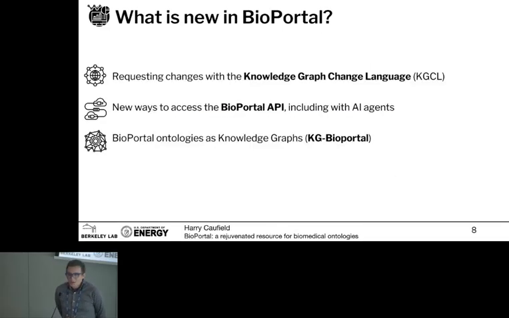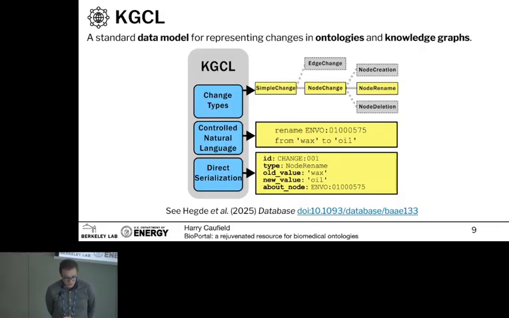So let's get to what is actually new in BioPortal. I mentioned this knowledge graph change language, but we've also added some new ways to access that BioPortal API, including with AI agents, as we heard a lot about earlier, as well as BioPortal ontologies rendered as knowledge graphs. And that gets into this idea of, okay, what really is a knowledge graph, and is an ontology just something that we can use as a graph that we combine with other knowledge sources?